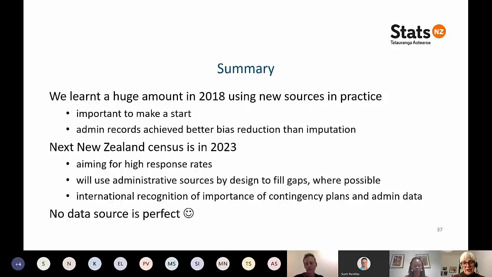But it's become, I think, with COVID, they were already serious a year ago about contingency and admin data, because you never know what's going to happen in a census. But COVID has only reinforced that even more.